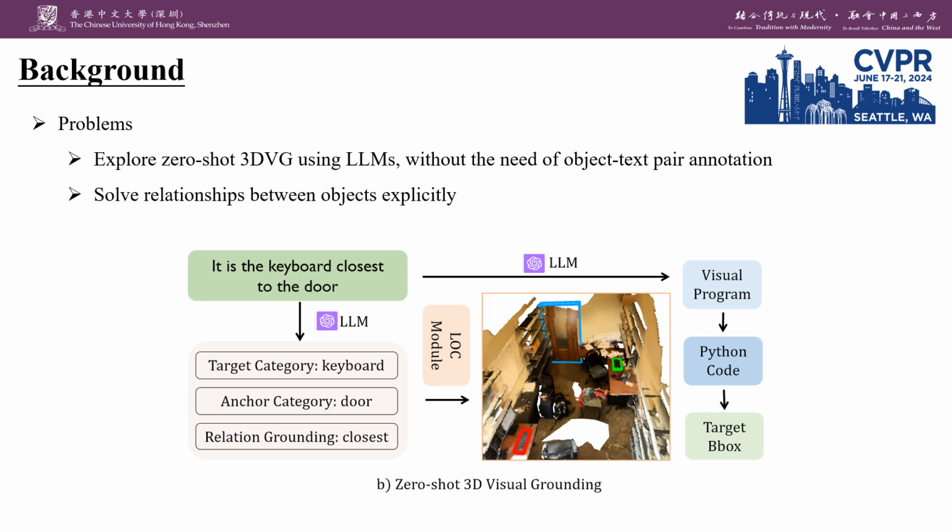To address these limitations, our team has proposed a new visual programming approach for zero-shot open vocabulary 3D visual grounding. This approach leverages the capabilities of large language models, or LLM for short, to perform 3D visual grounding without the need for extensive annotations.